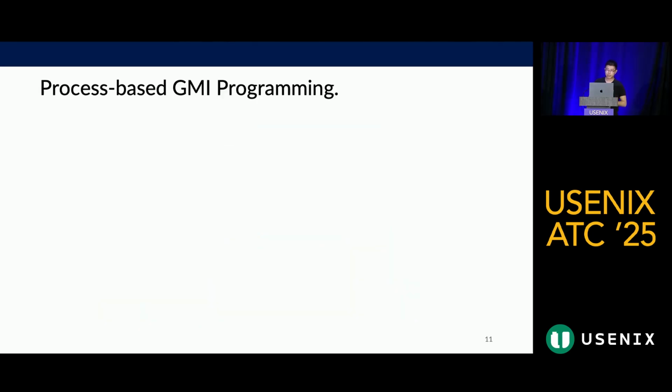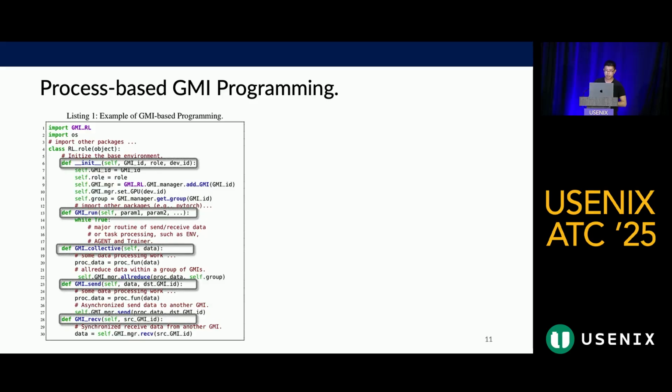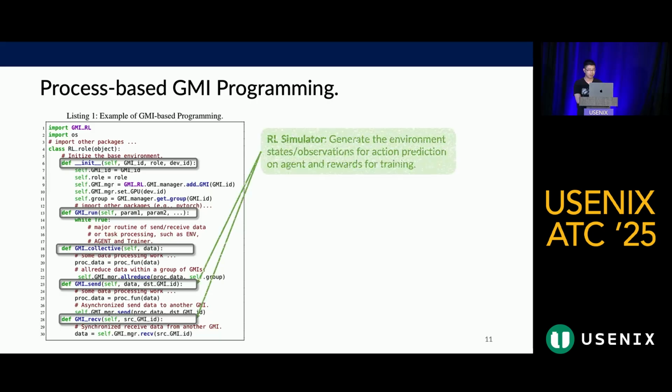So let's start with the process-based programming. This is a high-level user interface that we expose to the users to highlight what kind of methods we want to provide. Starting with these coding examples, we highlighted the basic functions that we want to implement for this programming paradigm.